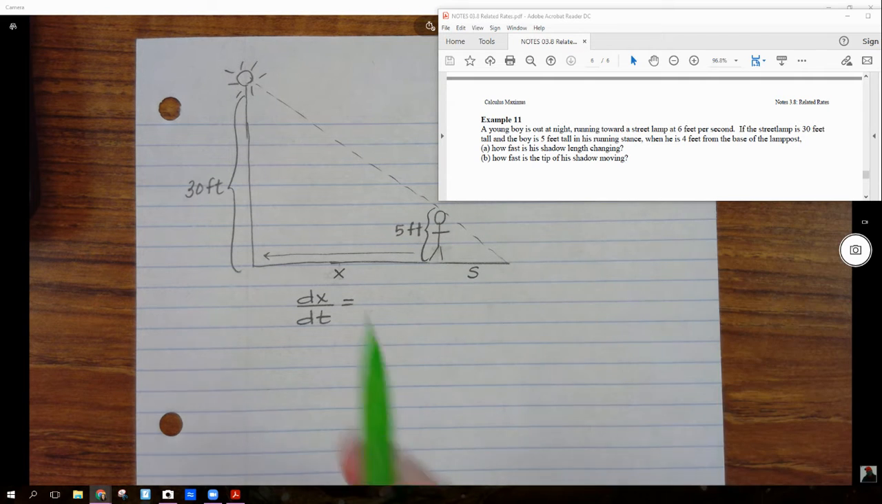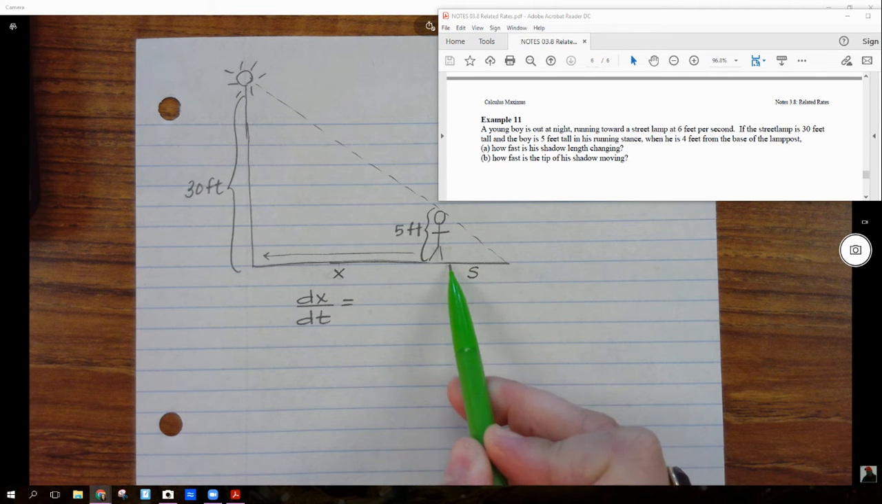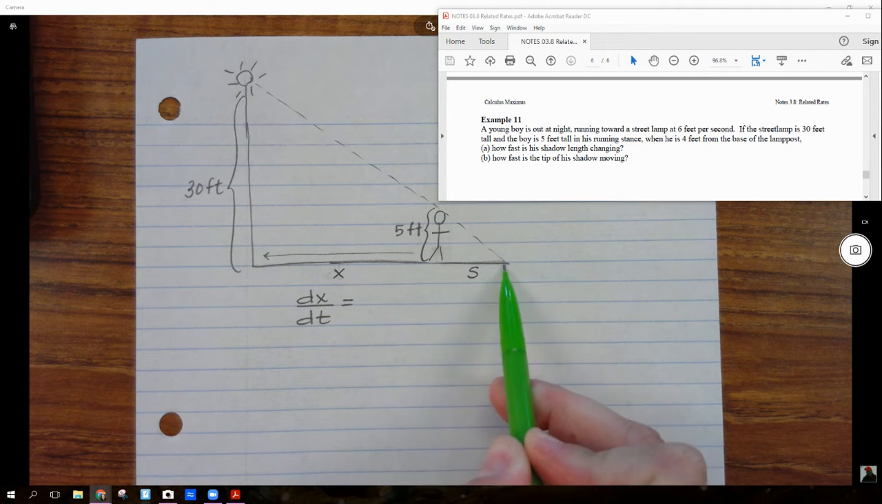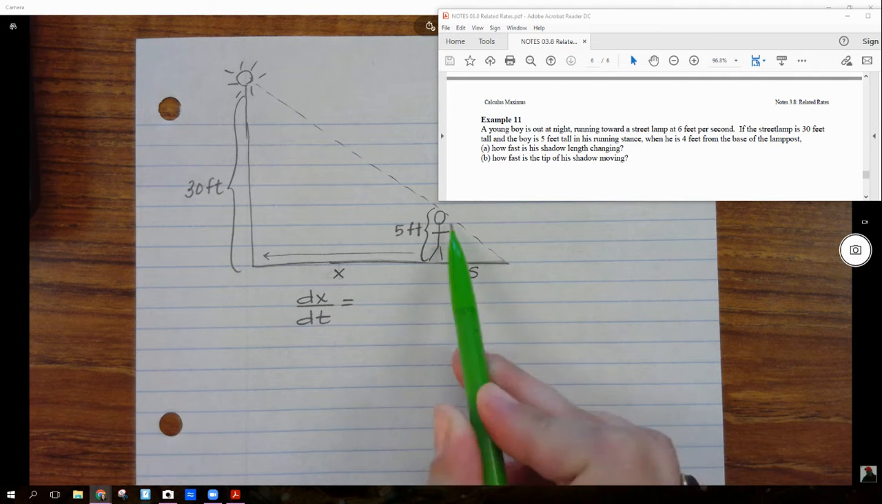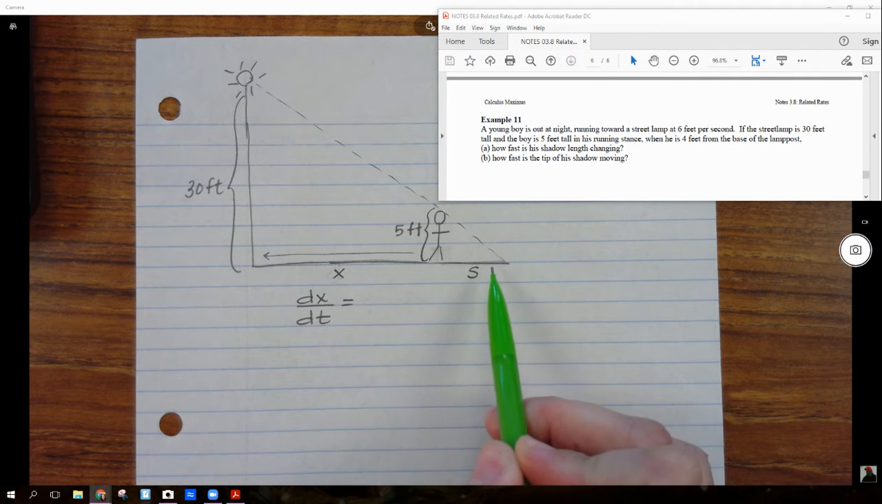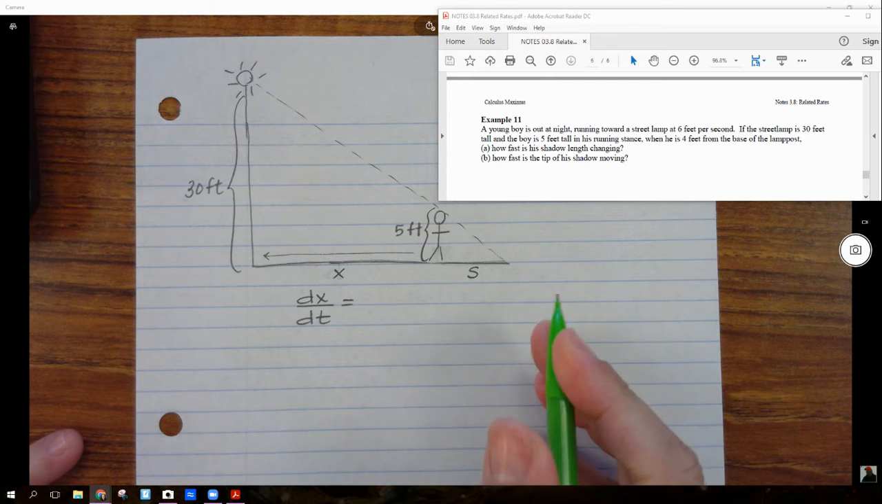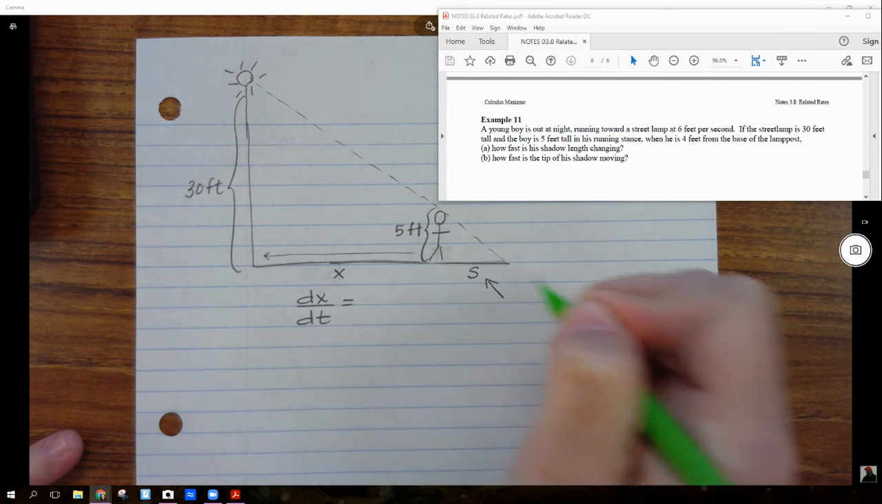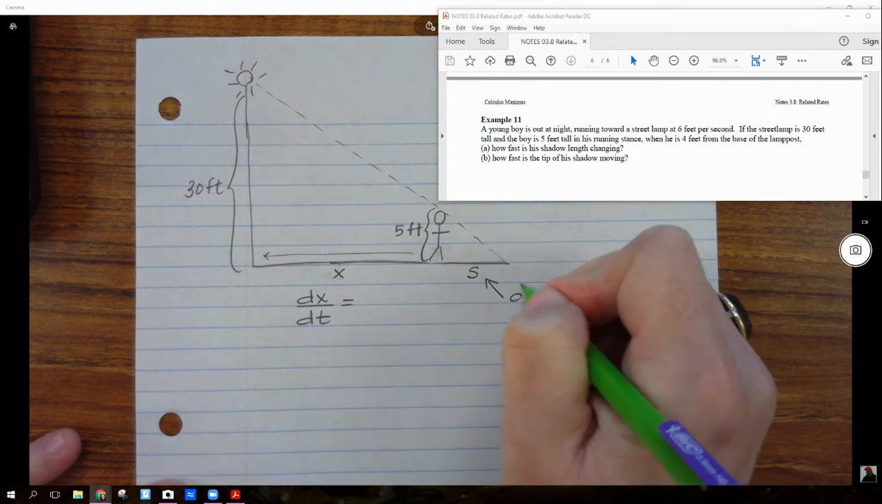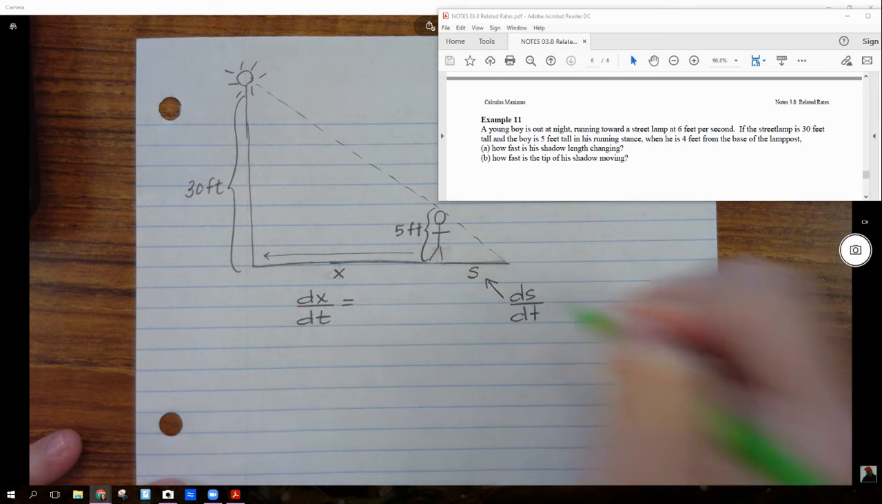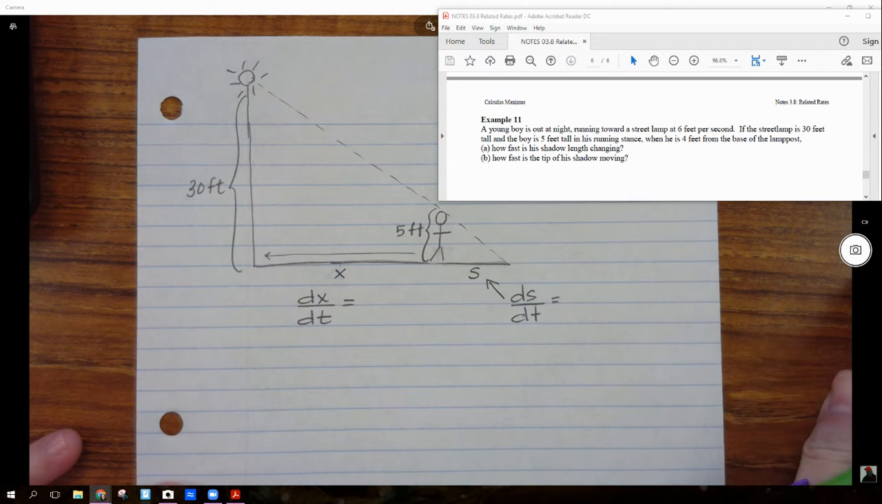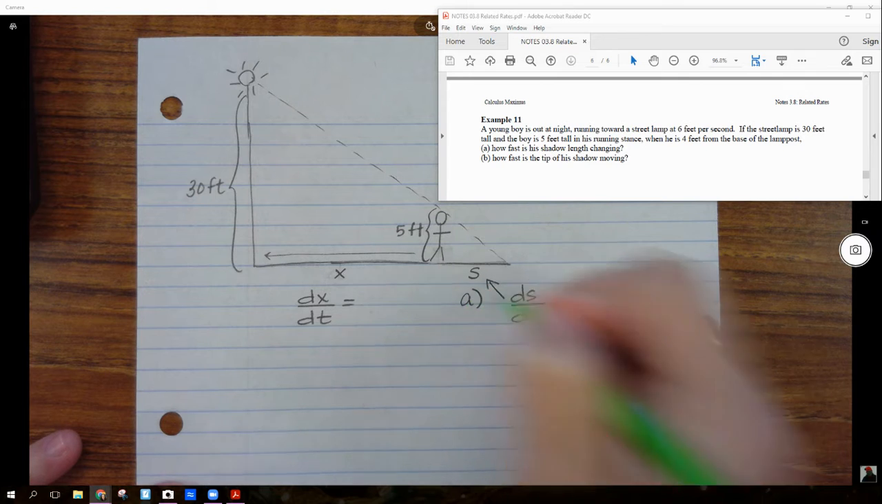So I've labeled the distance away from the lamppost as x, and the boy's shadow as s. Remember, when you draw a shadow, it's on the ground. It's not in the air. Your shadow is on the ground. So we are looking for how fast his shadow length is changing, so the rate at which his shadow is changing would be ds/dt. That's what we're looking for in part A.